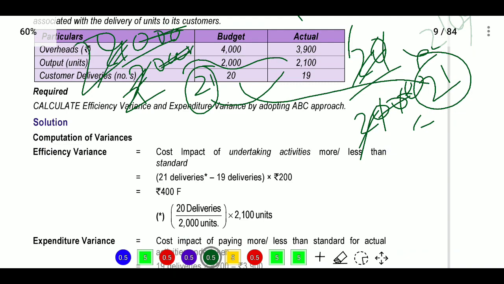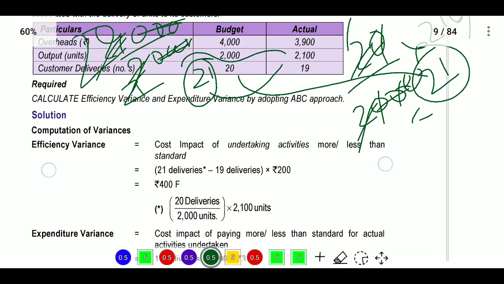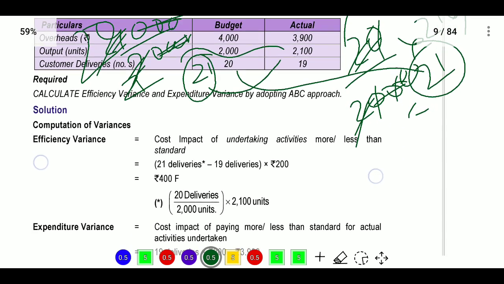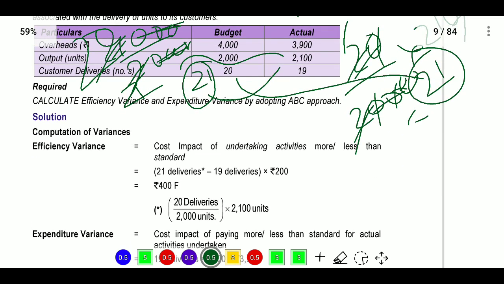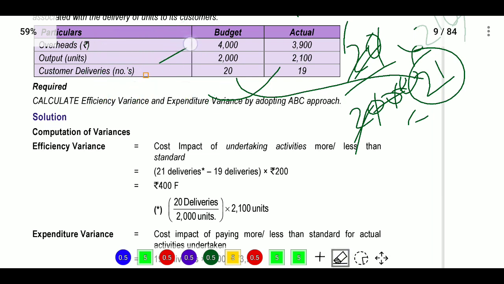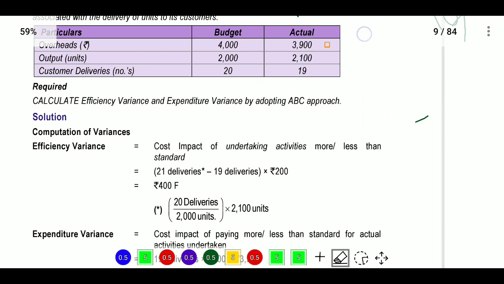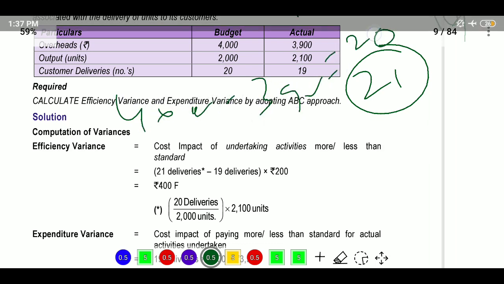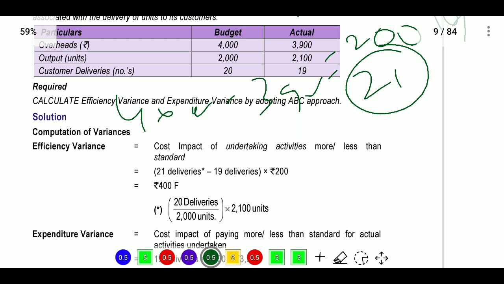Now we will see the efficiency variance and expenditure variance. For this, how much is the difference in overhead expenditure? For 21 deliveries, 4000 minus 3900, the difference was 200, correct?